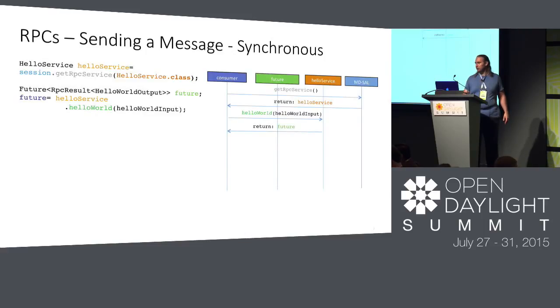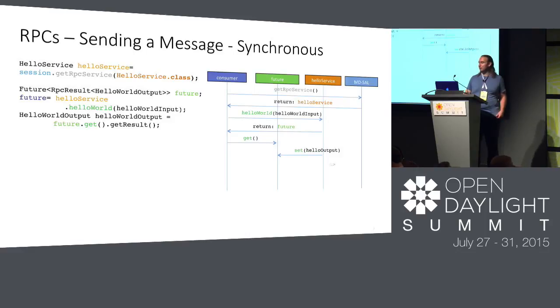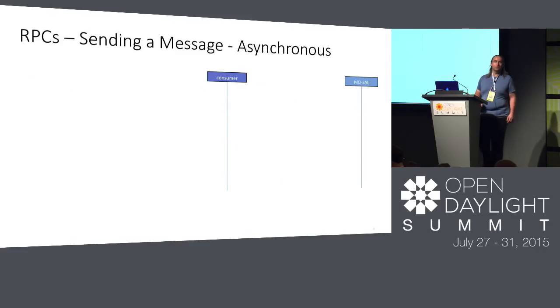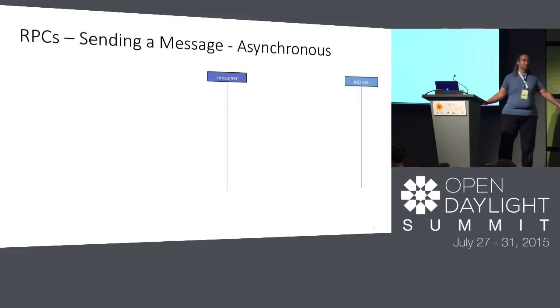So we get back a future. In this case, I'm just going to be synchronous about it, so I'm going to call what's called future.get, and that just says block me until you have a result. So we call future.get. Somebody who's implementing hello service sets the output, at which point the get returns to us as a consumer, and we go on with our life. So did that make sense to folks?